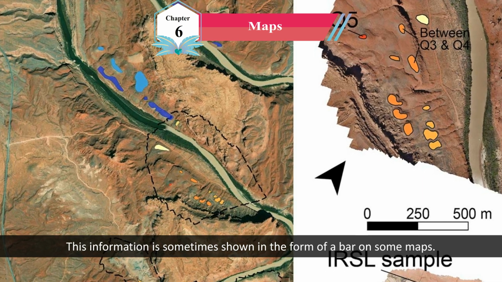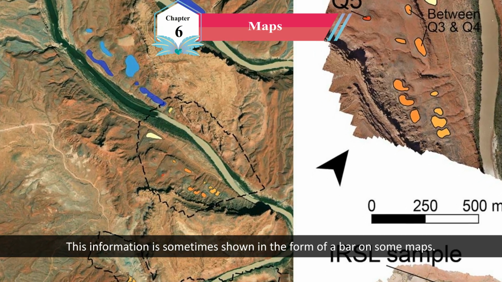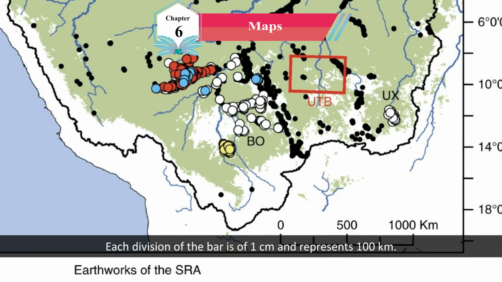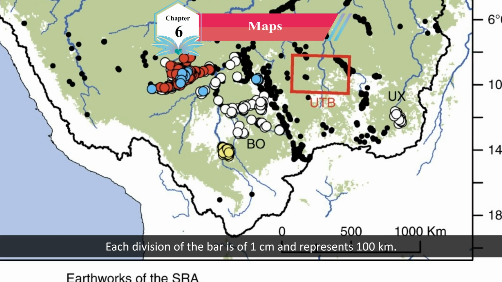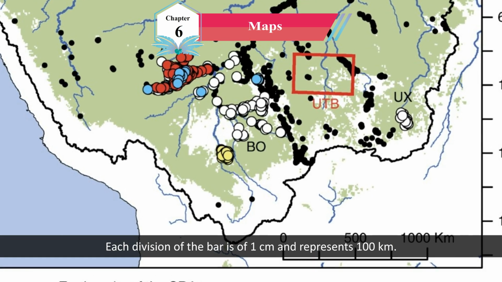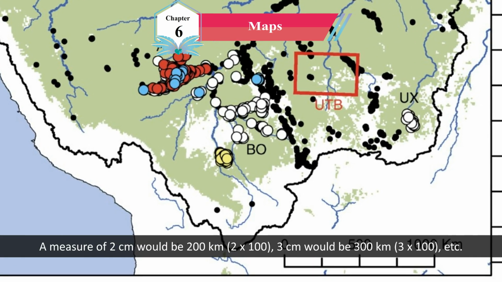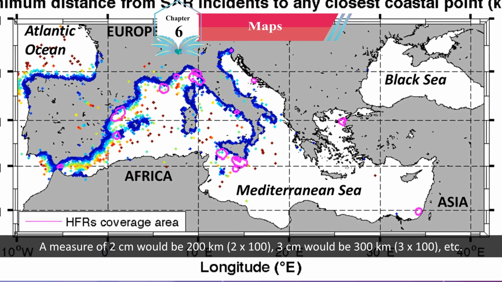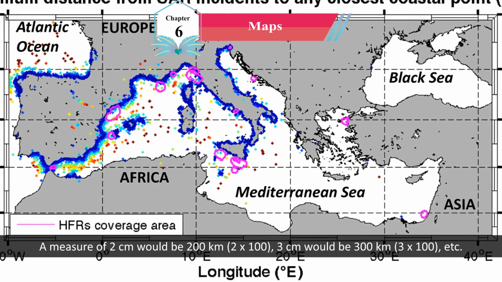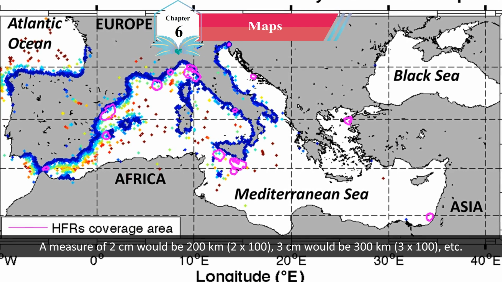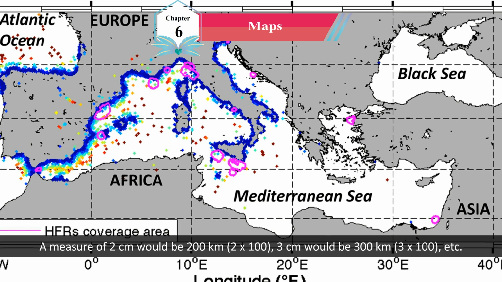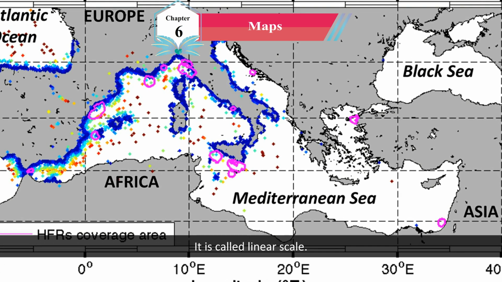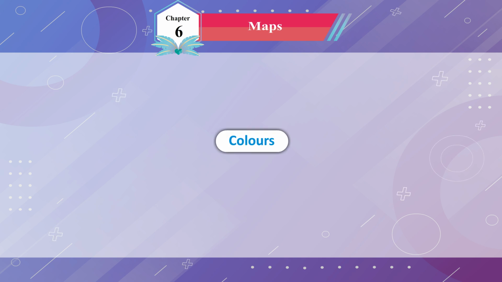The information is sometimes shown in the form of a bar. On some maps, each division of the bar is of 1 centimeter and represents 100 km. A measure of 2 centimeters would be 200 km, 2 multiplied by 100. 3 centimeters would be 300 km, 3 multiplied by 100, etc. It is called a linear scale.